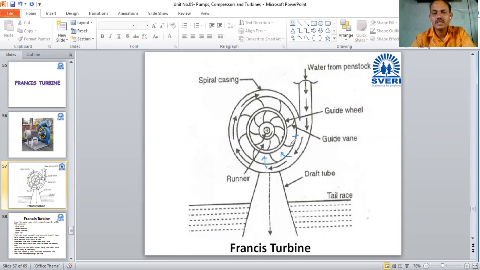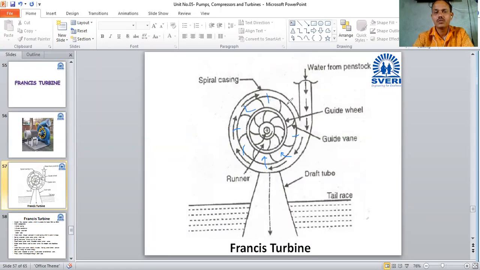So these vanes are the guide vanes. Now, what is the function of guide vanes? The function of guide vanes is to guide the water towards the vanes of the runner in a particular direction. At that time we can extract the maximum amount of energy from the water. Our motto is to convert the maximum amount of hydraulic energy into mechanical energy. So from all these gates, water can flow towards the runner.